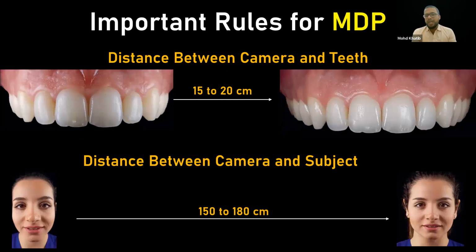Now, the first question arises: what distance should we use with a smartphone? For smartphone, the recommended distance is 15 to 20 centimeters for intraoral, and for extraoral, 150 to 180 centimeters. So you can get a good photograph, same as DSLR. If you go closer, for example intraorally closer than 15 centimeters, you will get barrel distortion, meaning the photograph will appear a bit roundish. The same for portraits: if you go closer than 150 centimeters, the portrait image will get distorted. To avoid barrel distortion, maintain at least 15 to 20 for intraoral, and 150 to 180 for extraoral.